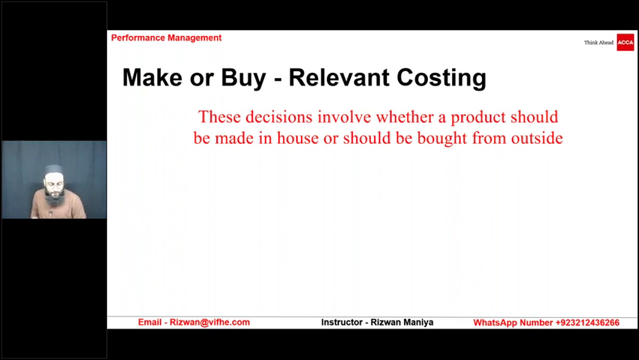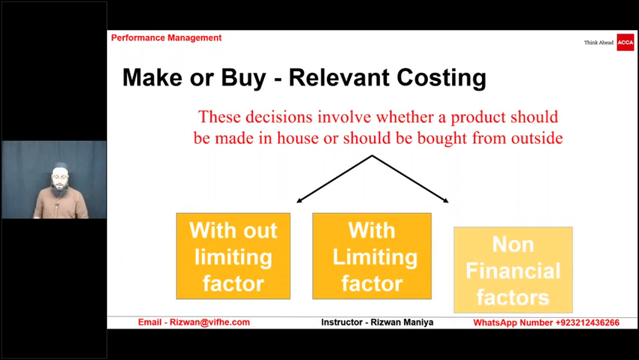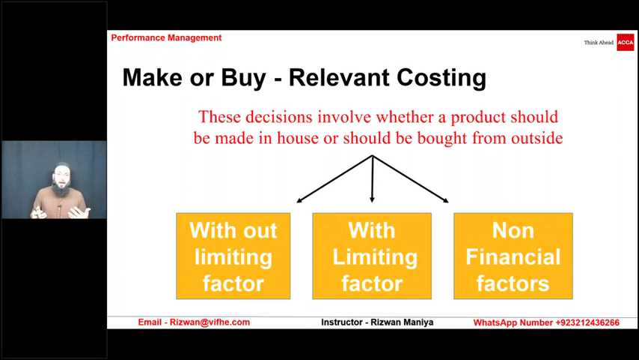Make or buy, relevant costing. These decisions involve whether a product should be made in-house or should be bought from outside. So I hope this is clear that the decision is very simple. I have a product. Should I make that product in-house or should I buy from outside? Now, in case of Robber Company, they are currently producing keypads and display screens. So they have to take a decision whether to continue with the production of keypad display screen in-house or they should move towards outside.